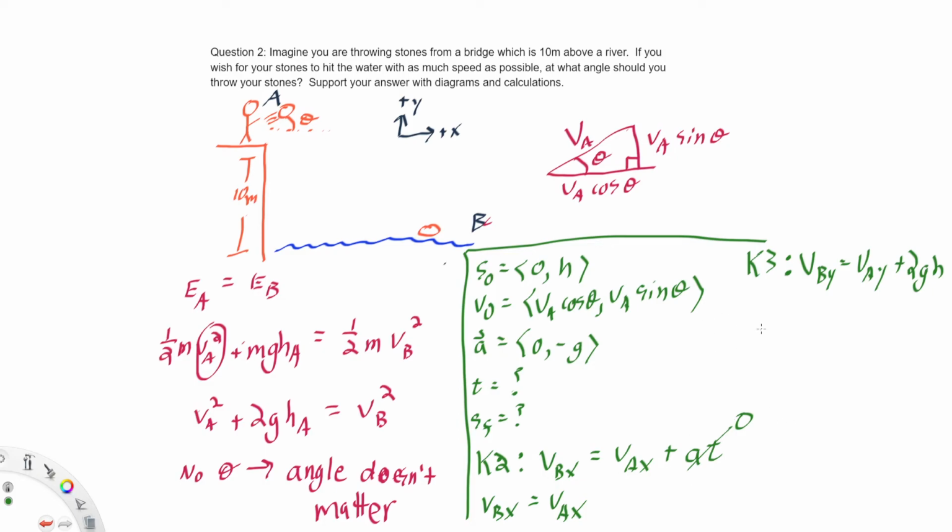So our final speed, right? Our final speed will be, we use the Pythagorean theorem once we have the parts. It should be VBX, VBY.